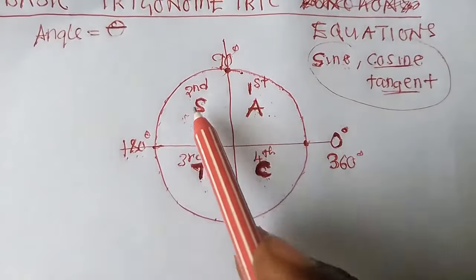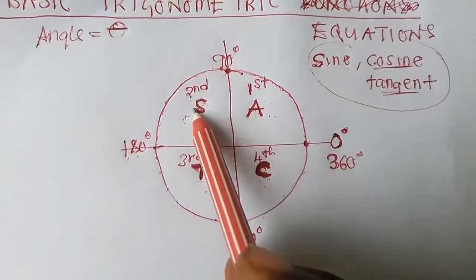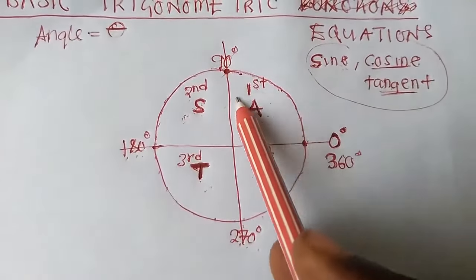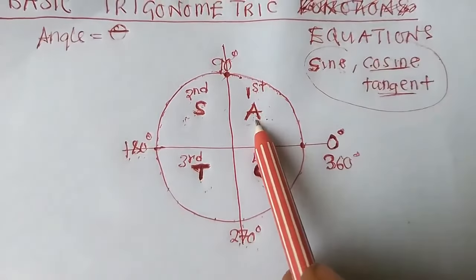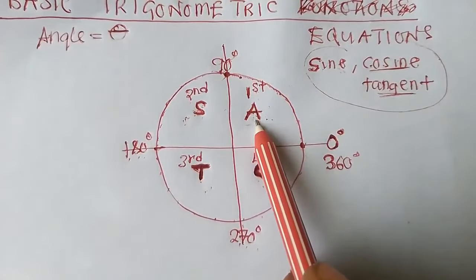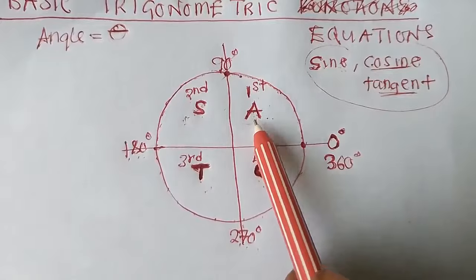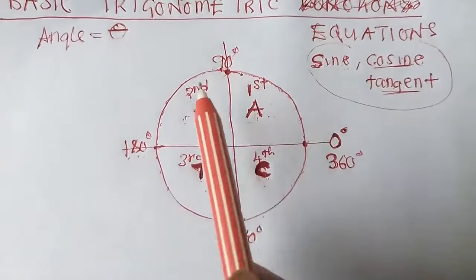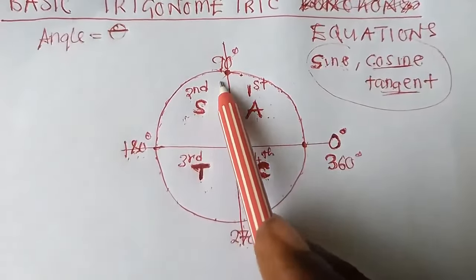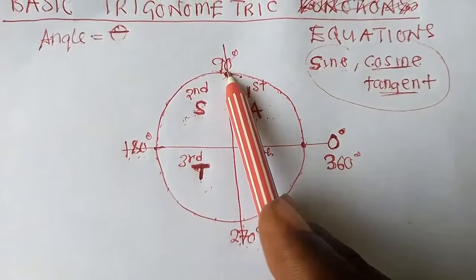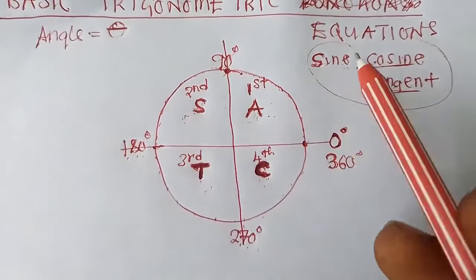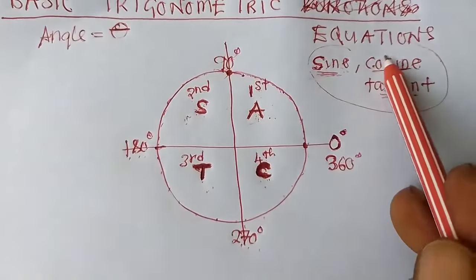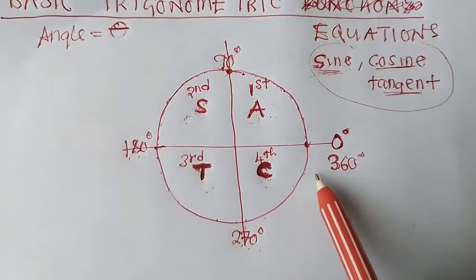So we've got All Students Take Coffee. Here we've got A, meaning all the ratios are positive in the first quadrant. You know where the first quadrant is, between 0 and 90. In the second quadrant, between 90 and 180, only sine, which is S, is positive. These two are negative.